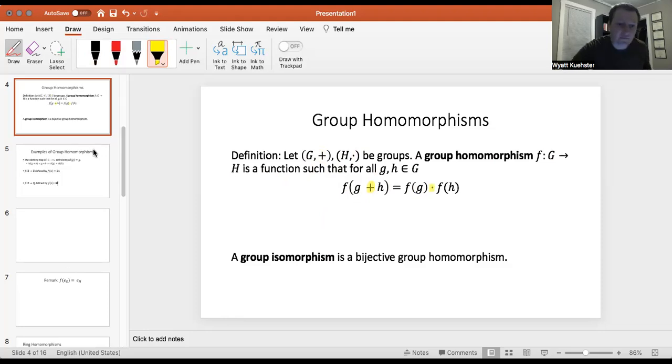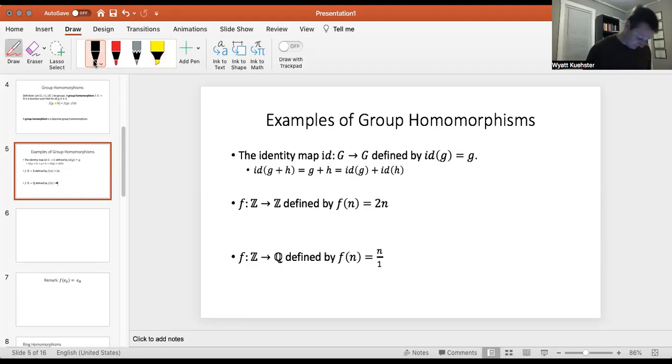So let's do a couple examples. The identity map, this is going to be an example for everything, so I'm going to stop writing it after this one, but the identity map always preserves every kind of structure, right? Because the identity on g plus h is just g plus h, that's the definition. And then g is the identity on g, and h is the identity on h. So it's basically tautologically always a group homomorphism.